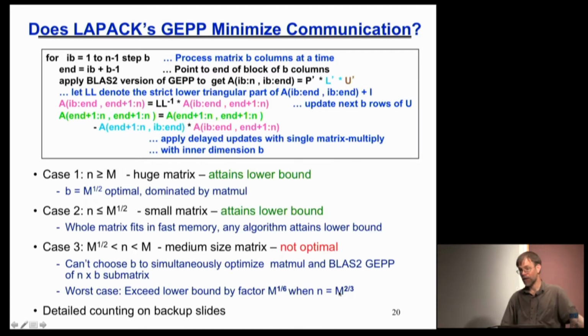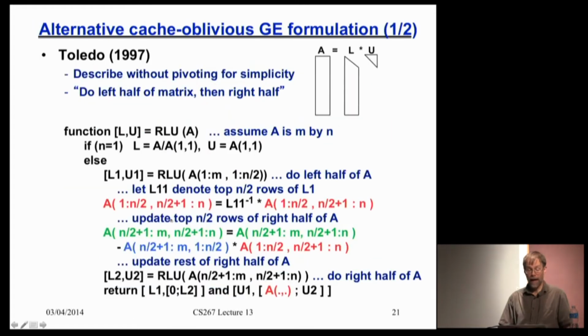So now the question is, how do I reorganize it to actually hit the lower bound? I'll show you the simplest algorithm first. I'm not going to worry about pivoting. That's going to come later. And it's going to be a divide and conquer algorithm, very similar to the one that we did for matrix multiply. So remember, I did a matrix multiply where I just divided the matrix into 4 blocks of half the size and multiplied those recursively.